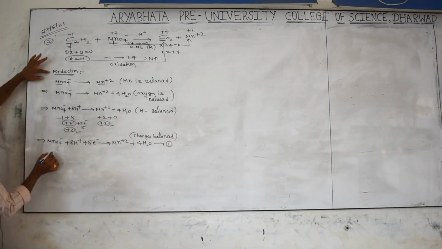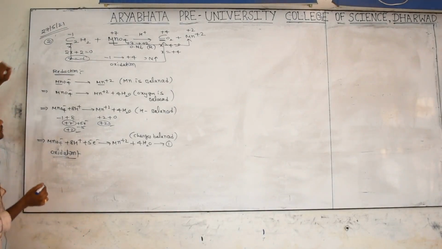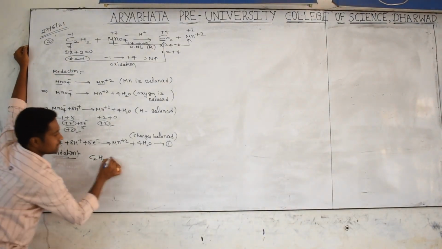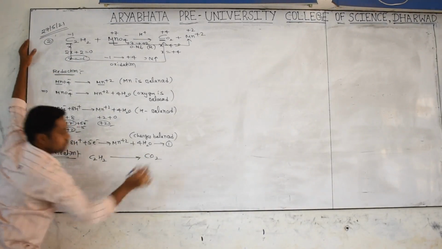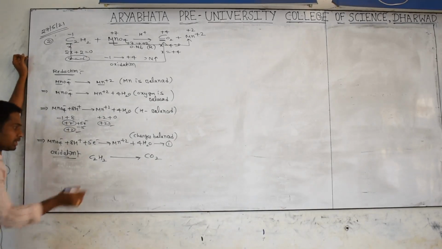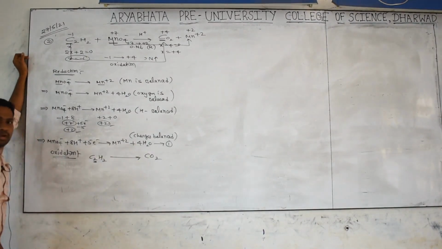Write down, the second half is the oxidation reaction. What is the oxidation reaction? Yes, take it: C2H2 gives rise to CO2. Okay, first we should balance the elements other than hydrogen and oxygen. What is that here? Carbon. On the left side how many carbons are there? 2 carbons are there, but on the right side only 1 carbon is there.